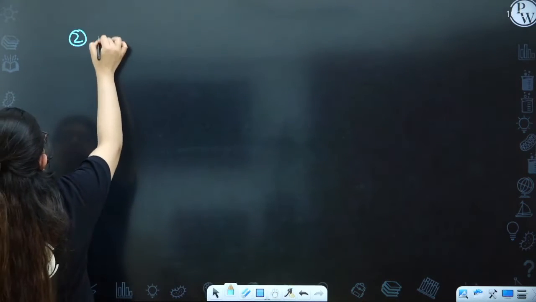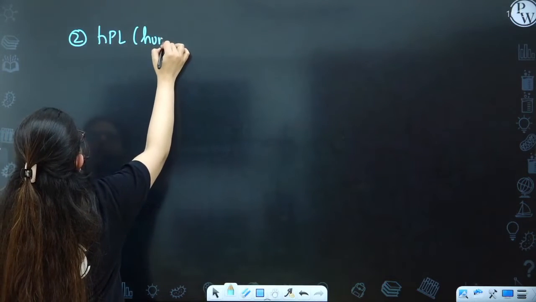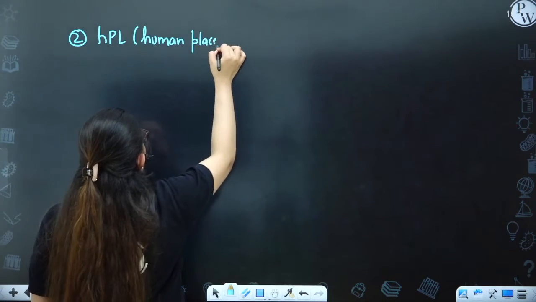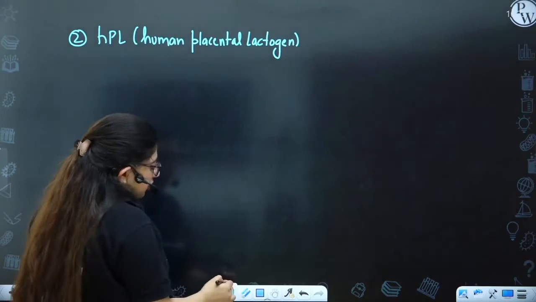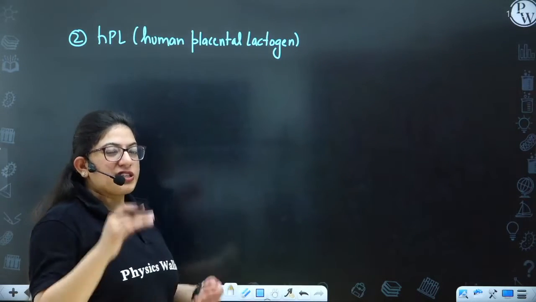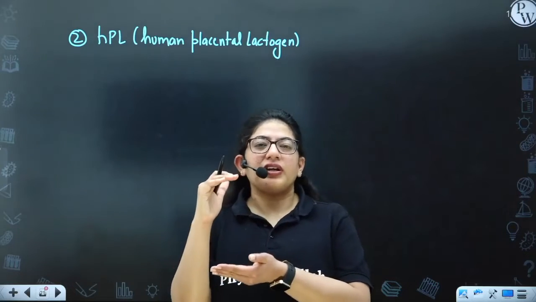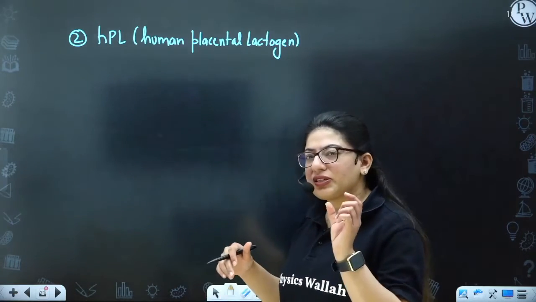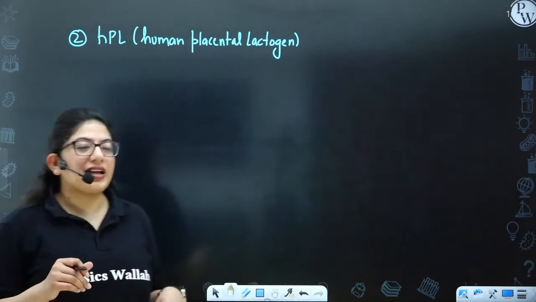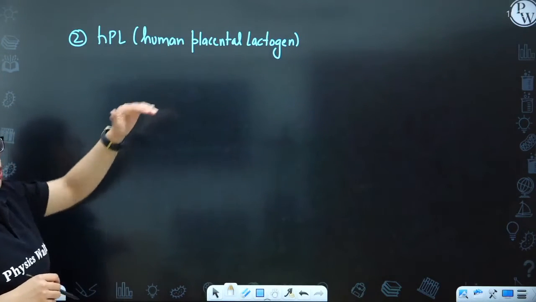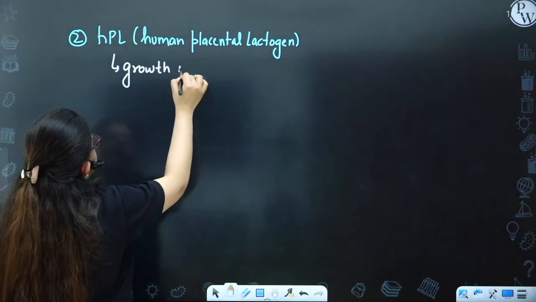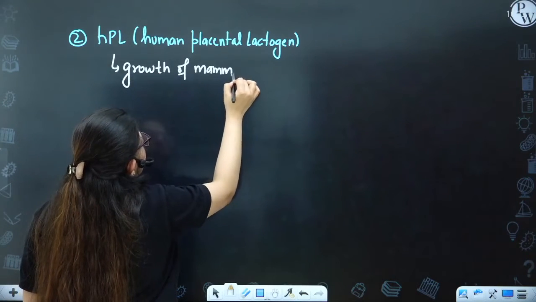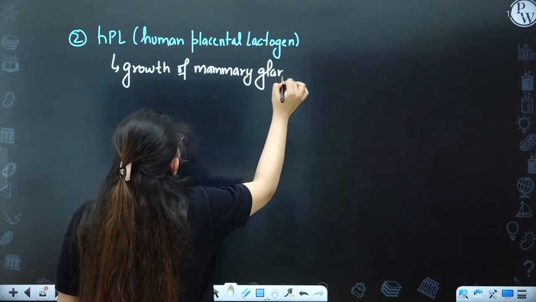Let's talk about another hormone, guys. Second is HPL, human placental lactogen. Lacto. You have seen those boxes of infants' food, Lactogen, and all these names, right? They are associated with milk, lactose, sugar. That's all associated with milk. So this is another hormone secreted by the placenta, and this helps in the growth of mammary glands, because mammary glands produce milk, right?